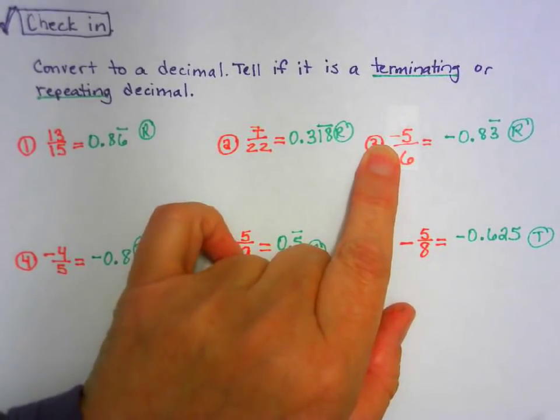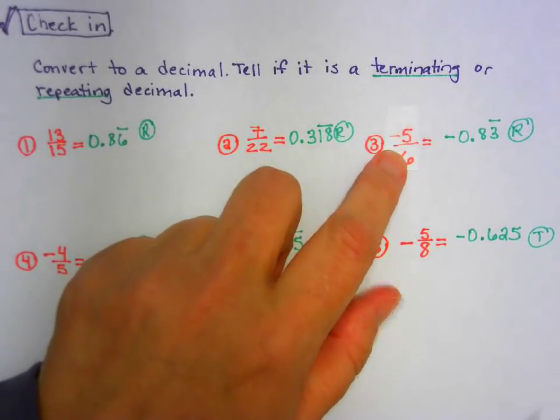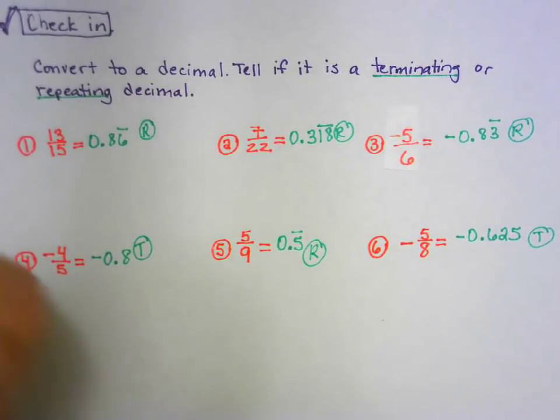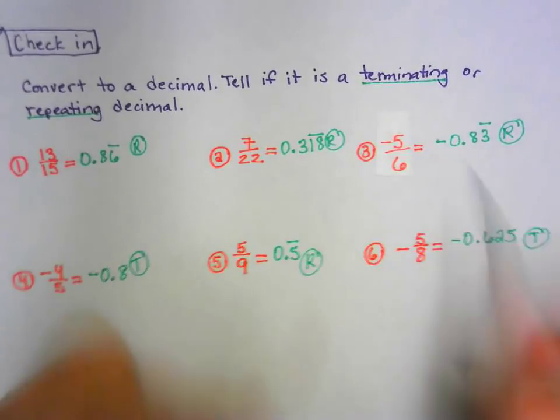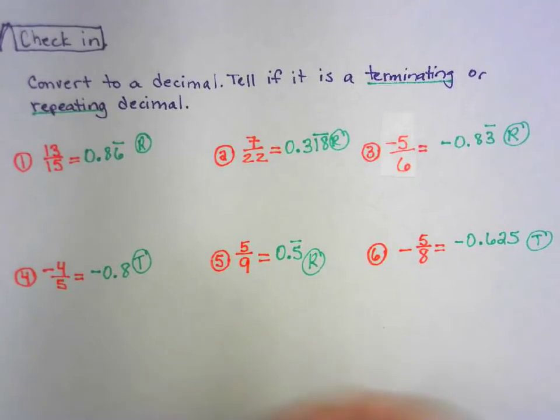Negative? No problem. Same rules. Remember that this has a negative divided by a positive. Negative divided by a positive is negative, so my answer is negative with my repeating bar. And we can check those other answers.